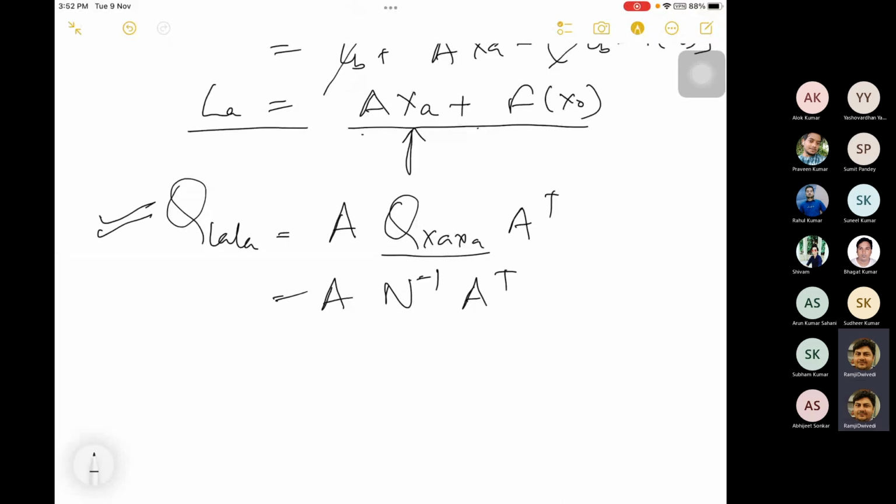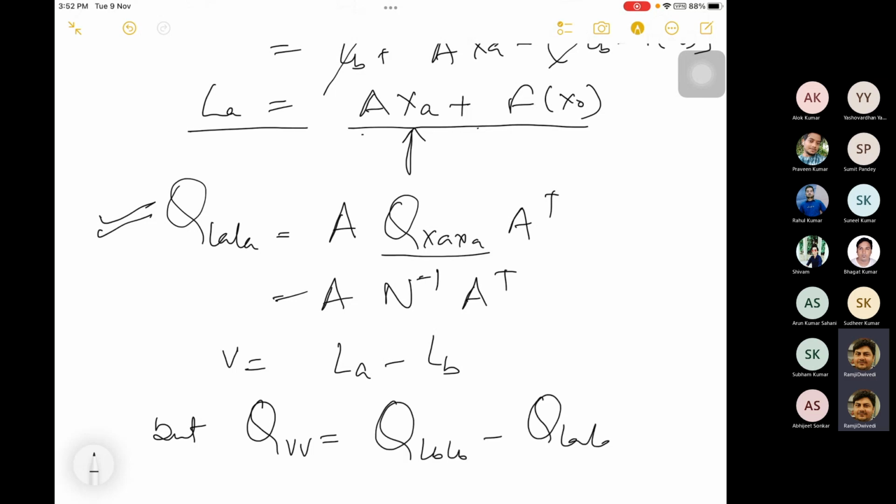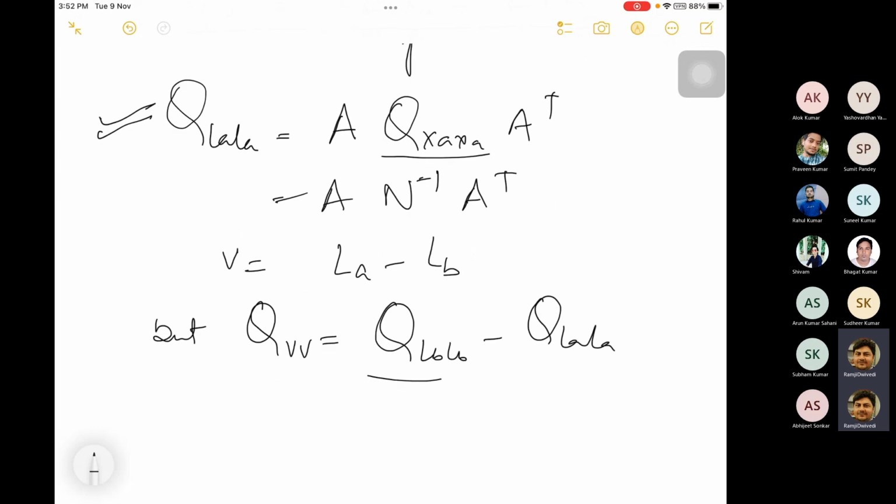So we have also identified the variability in the adjusted observation. Now about the V. We know that V is written as LA minus LB. But when we write QVV, it is written as QLB minus QLALA. Why? Because errors in raw observation would be more compared to errors in adjusted observation. Why? Because adjustment is done to reduce the error.